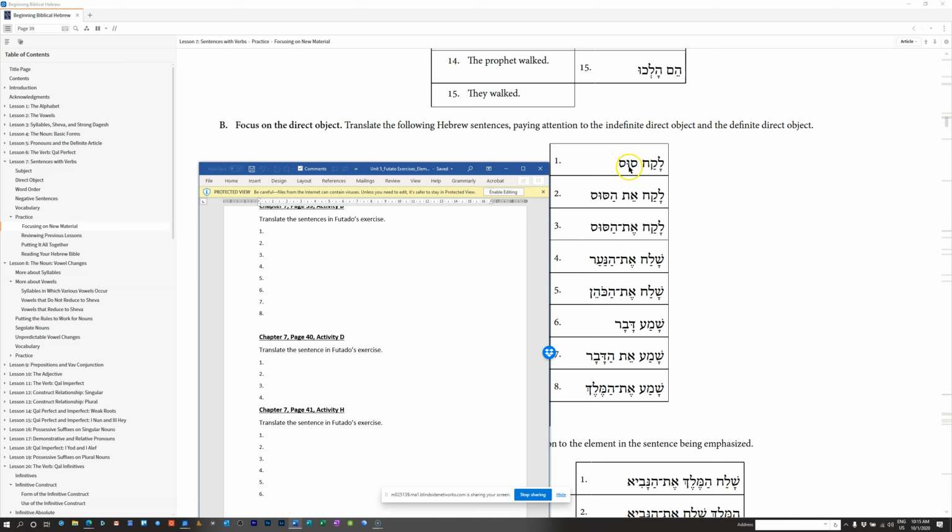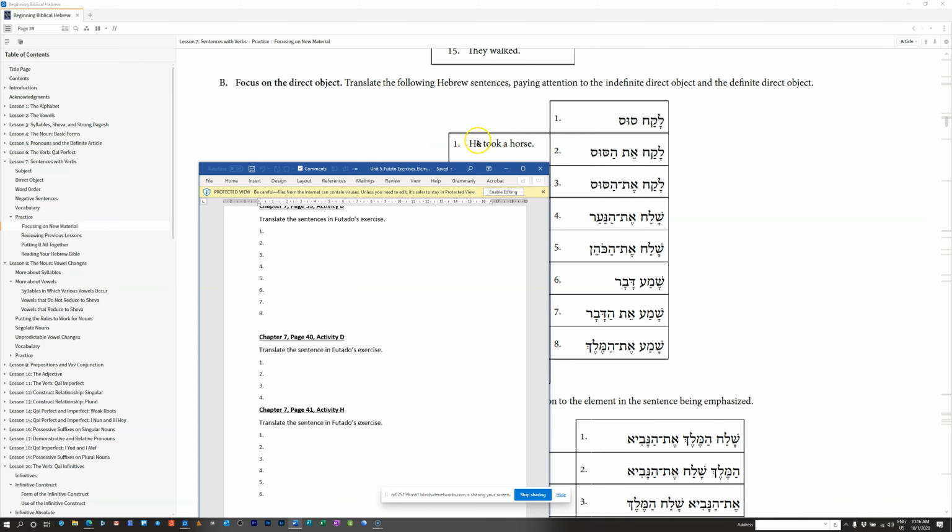All right, so if we really need a direct object, and sus is the only candidate for that direct object, then it's probably better to translate this as he took a horse rather than a horse took or a horse captured. So let's move it up. Yes, he took a horse. And again, we don't have the et particle up here because this is not definite, and that's why we say a horse rather than the horse.